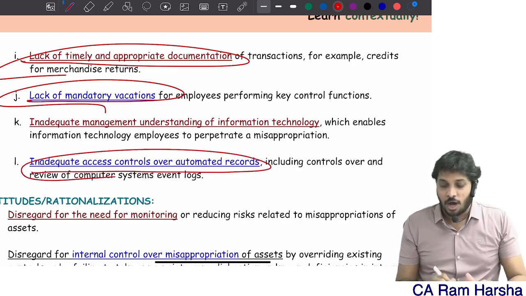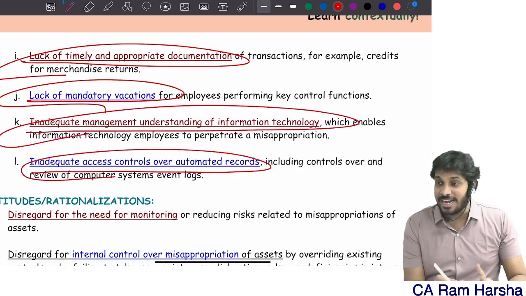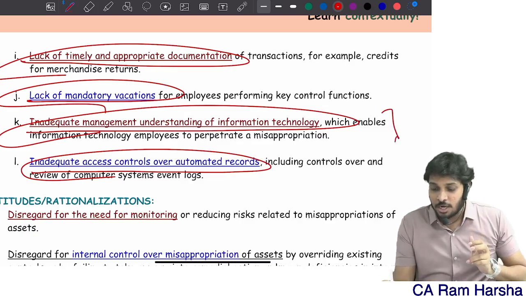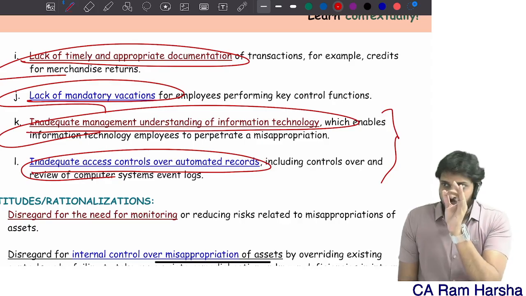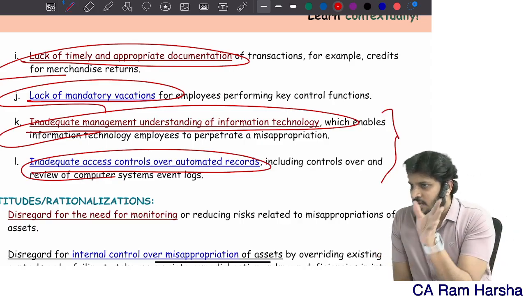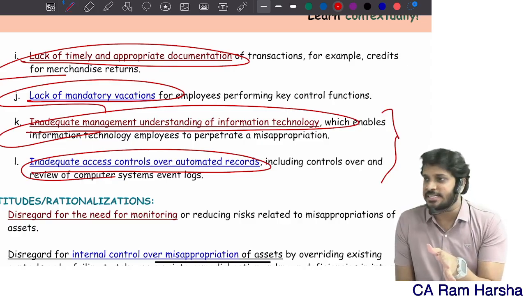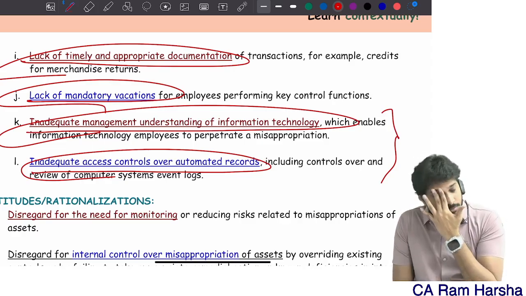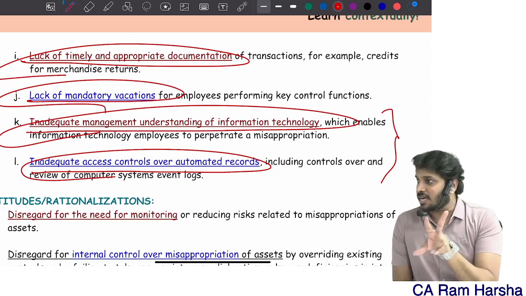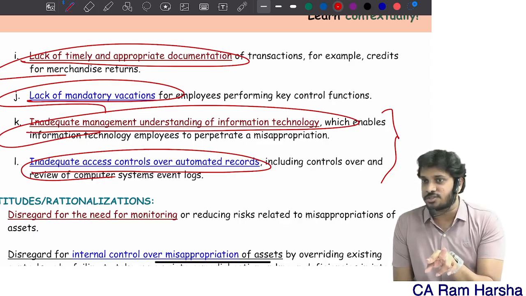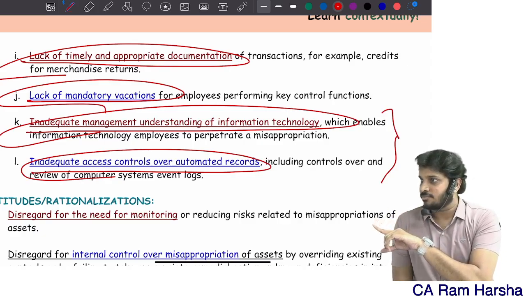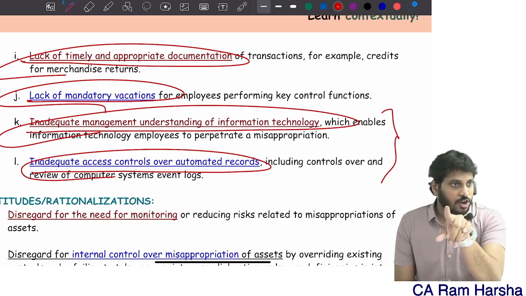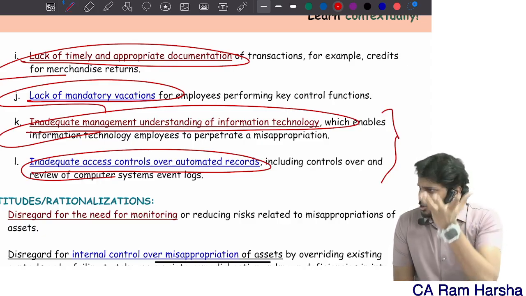Inadequate access controls over automated controls. Inadequate understanding of information technology. Today, most of the controls are implemented through systems. Best example, the self-service portal in ICAI. Yes or no? You raised a request, like articles completion or articles registration form. Your principal has to approve it online. The ICAI department has to approve it online. That is how controls are implemented in companies also.